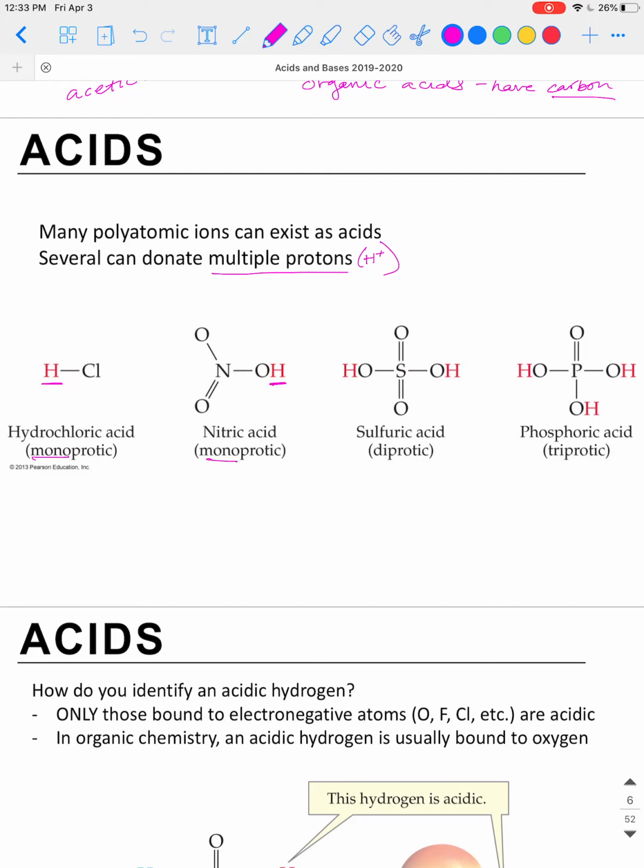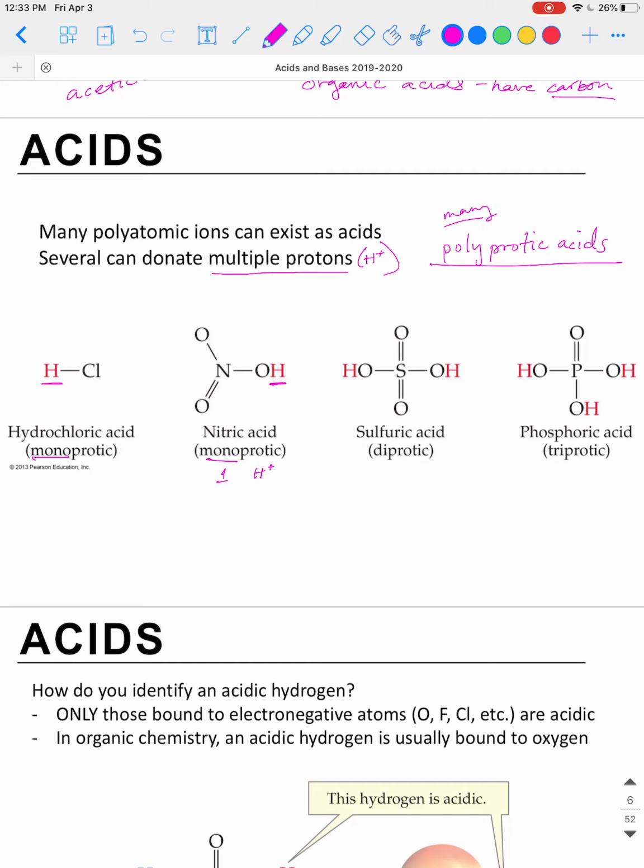Because they only have 1 hydrogen in the whole molecule, we call these monoprotic acids. Mono meaning 1, protic meaning an H+, okay? So both hydrochloric acid and nitric acid are monoprotic, but we have several others. Here's 2 examples of what we call polyprotic acids. So hydrochloric acid, nitric acid, monoprotic.